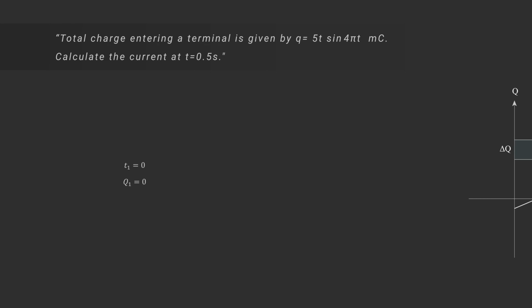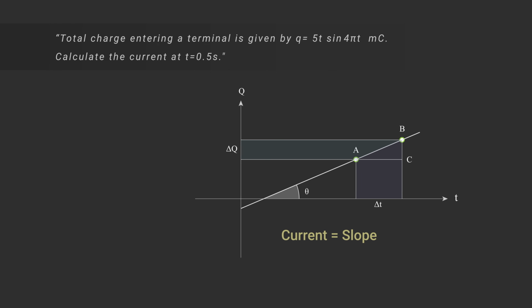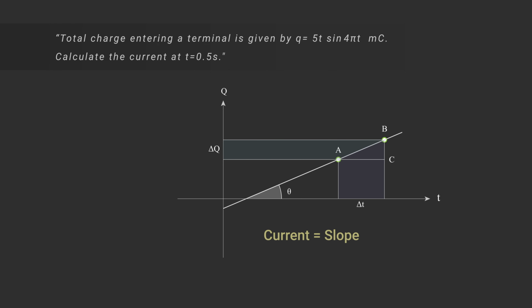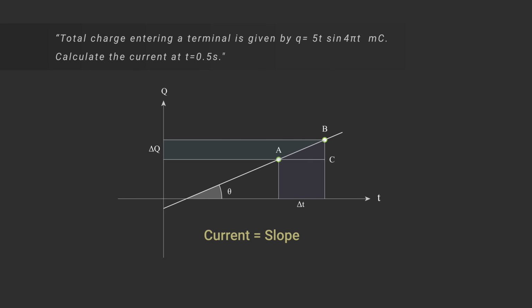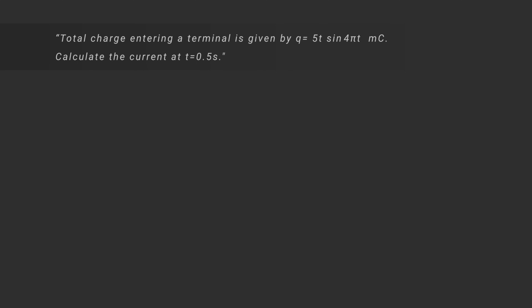As we discussed in the previous video, the slope of a straight line is unique. And for the Q versus T graph, it is equal to the current. On the other hand, the slope of a curve varies from point to point and is defined by the slope of the tangent line drawn at that point.